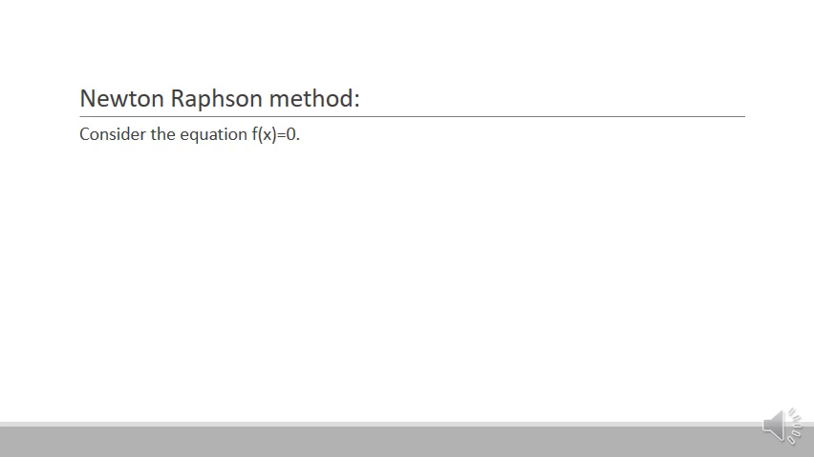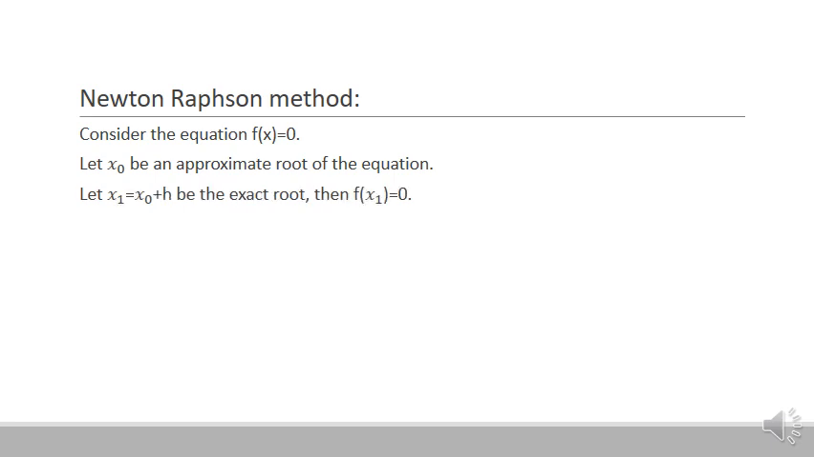Consider the equation f(x) = 0. Suppose that x0 is an initial approximate root of the equation. If x1, suppose you denote x0 + h as x1, if x1 is the exact root, then the function value at x1 will become 0.